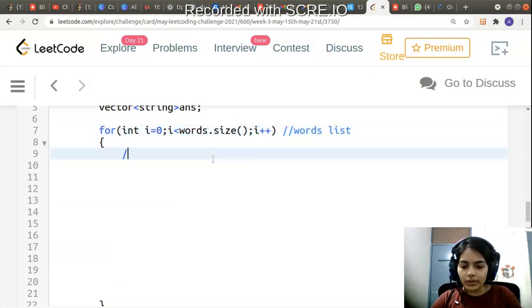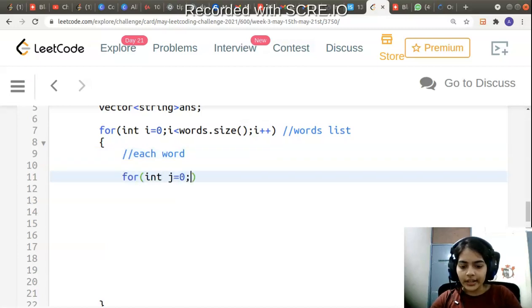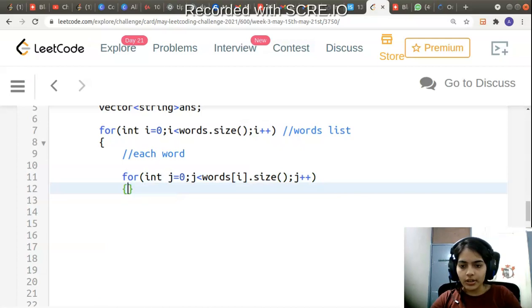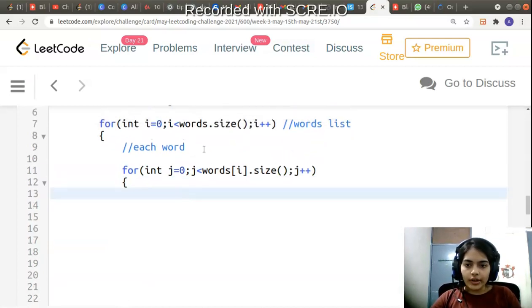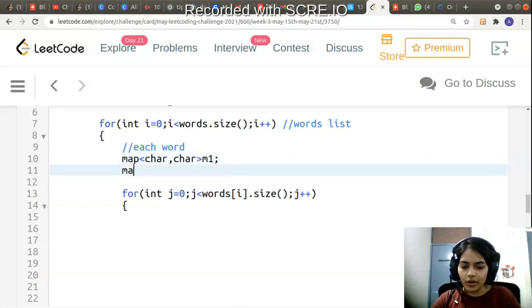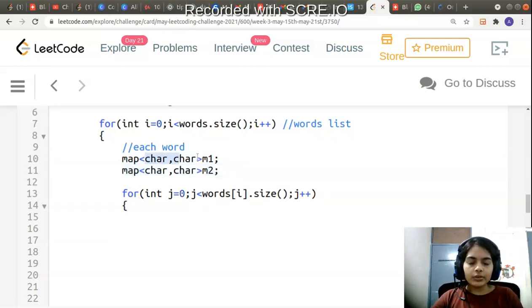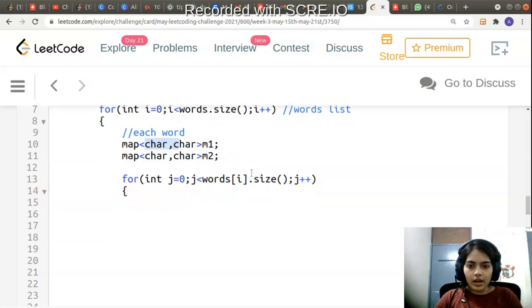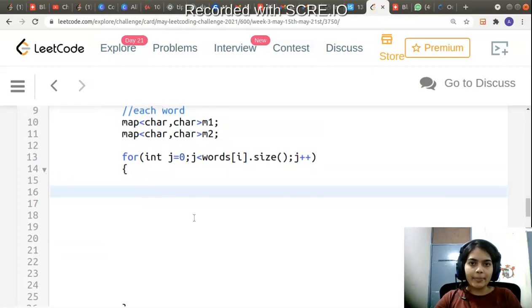Now for iterating through each word, you have to declare an inner for loop. So for int j equal to 0, j less than words of i dot size, j plus plus. So this is your inner for loop. Now, as we discussed, we have to declare two maps. I am going to declare two maps, let me simply call them map1 and map2 for simplicity. And in this case, they have to be character to character mappings. Now let me start checking if the mappings are fine or not.